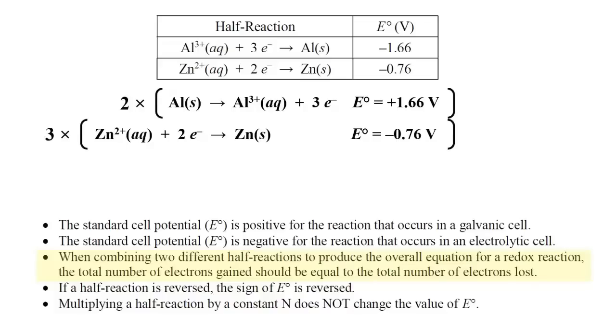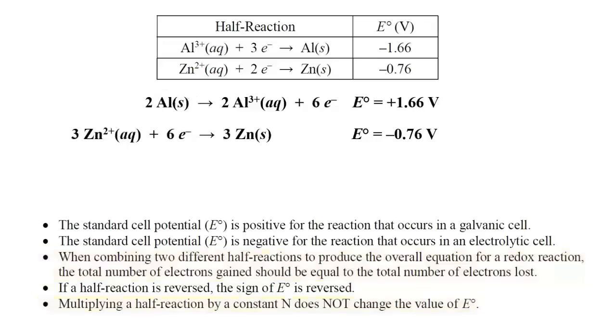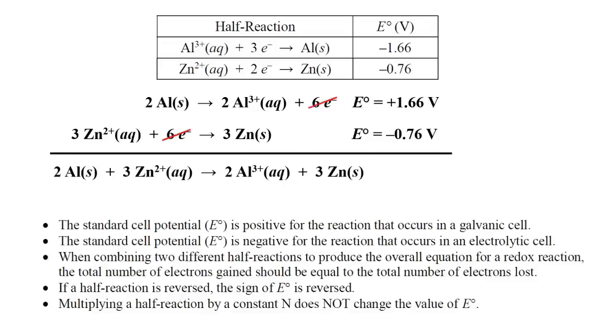Remember that even though we are multiplying each of these half reactions by a constant, this does not change the value of the cell potential. So do not multiply the cell potential by either 2 or 3. Those values remain the same. Now that I've multiplied through, I get 2 aluminum on the left, 2 aluminum 3+ on the right and 6 electrons. In the other half reaction, I have 3 zinc 2+, 6 electrons, and 3 zinc. When I add these two half reactions together, the electrons cancel out. So my overall equation looks like the following.